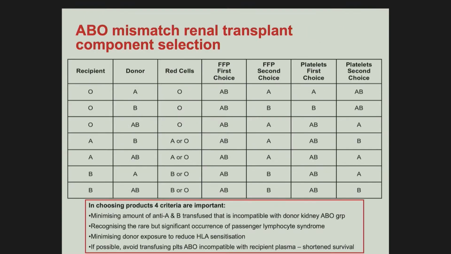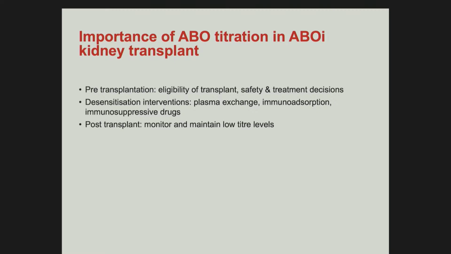And again, for renal transplants, there are recommended guidelines for the different ABO groups in ABO mismatched transplant. So again, titration plays an important part. ABO antibody titration plays an important part in ABO mismatched transplant, because we want the antibody level to be at a safe level so that the transplanted organ will survive.